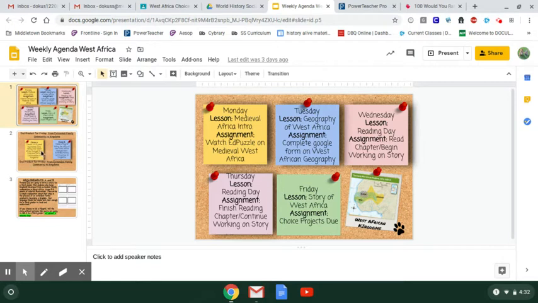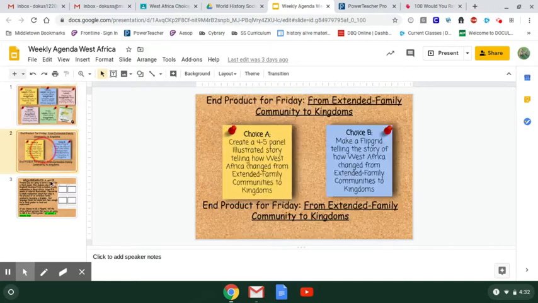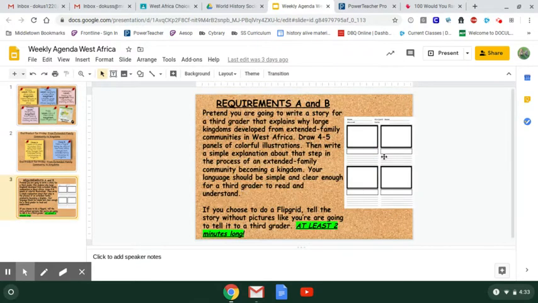There was a bunch of questions yesterday on what do we choose? Do we have to do the Flipgrid if we're doing the four panels? No. Okay. You have choice A or B. You can either choose to make an illustrated story telling how West Africa changed from an extended family community to kingdoms, or you can just tell the story. So either way, you're doing a story, but you're either choosing to write it down or illustrate it or just tell it. Okay. So if you're doing option A, then you have to do this four panel thing. But either way, the requirements are the same.